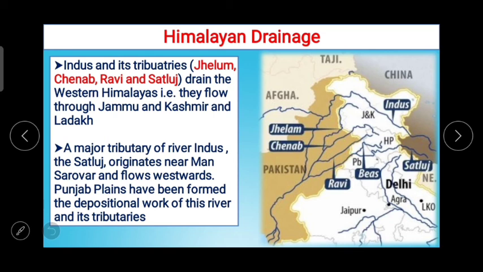The drainage covers two major river systems such as Sindhu river system and Ganga river system. Sindhu and its tributaries that is Jhelum, Chenab, Ravi, Satluj drain the western Himalayas, that is they flow through Jammu and Kashmir and Ladakh.